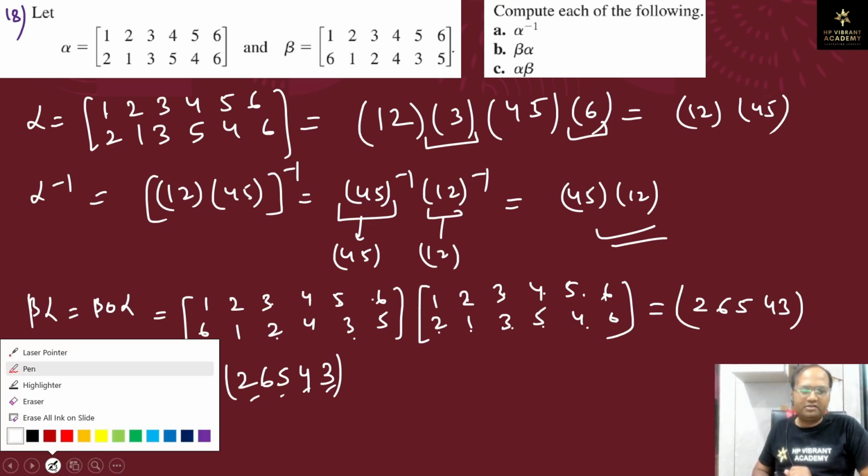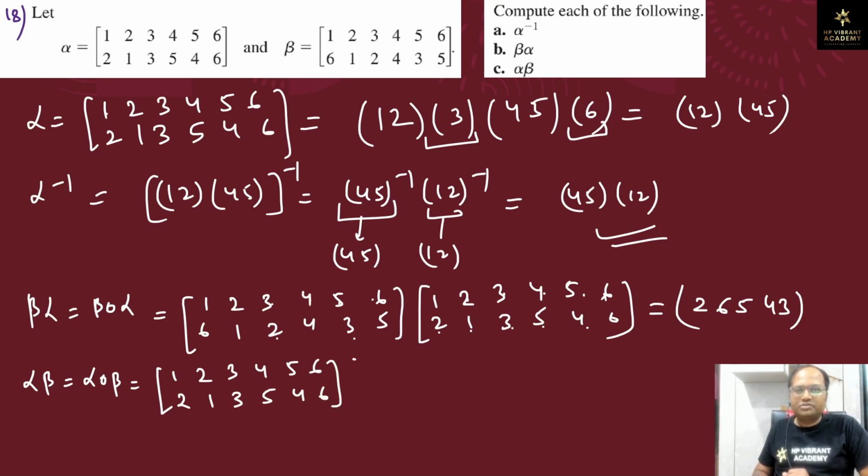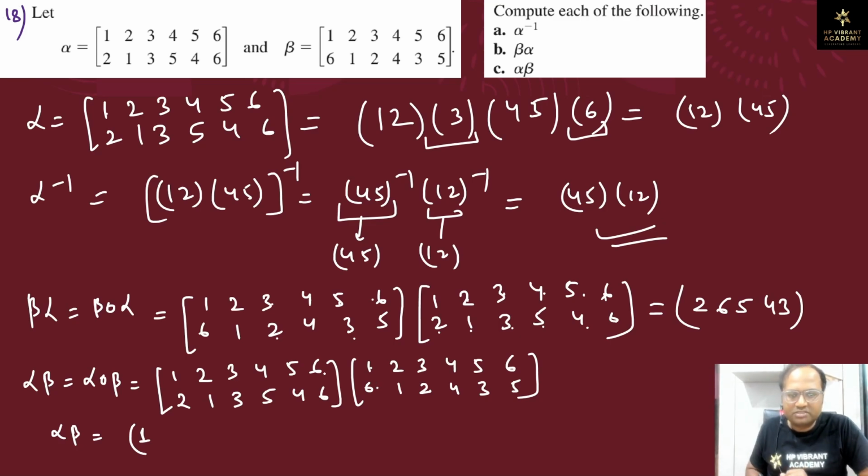Okay. Now let us find alpha beta. Let us write down the value of alpha. This is 1, 2, 3, 4, 5, 6 and here we have 2, 1, 3, 5, 4, 6. This times beta: 1 to 6, 2 to 1, 3 to 2, 4 to 4, 5 to 3, 6 to 5. Let us do the multiplication. So alpha beta is equal to, let us start from 1. So 1 goes to 6 and 6 goes to 6.